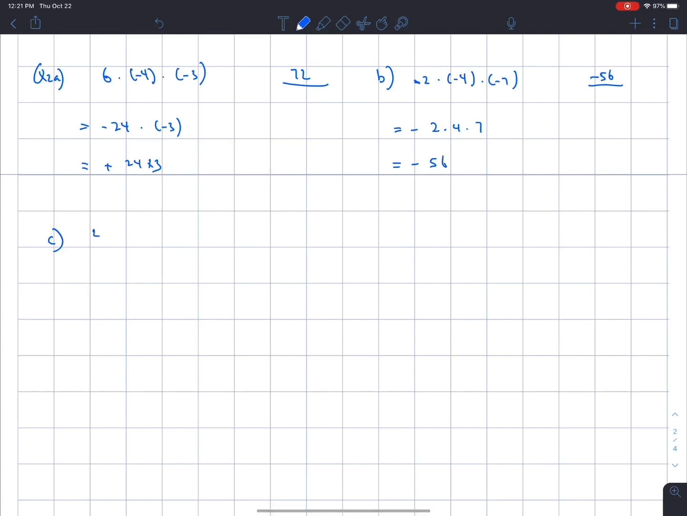C. 4 times -5 times 3. 4 times -5 is -20. -20 times 3 is -60. So my answer is -60. D. -4 times 2 times -8. -4 times 2 is -8. -8 times -8 is positive 64.